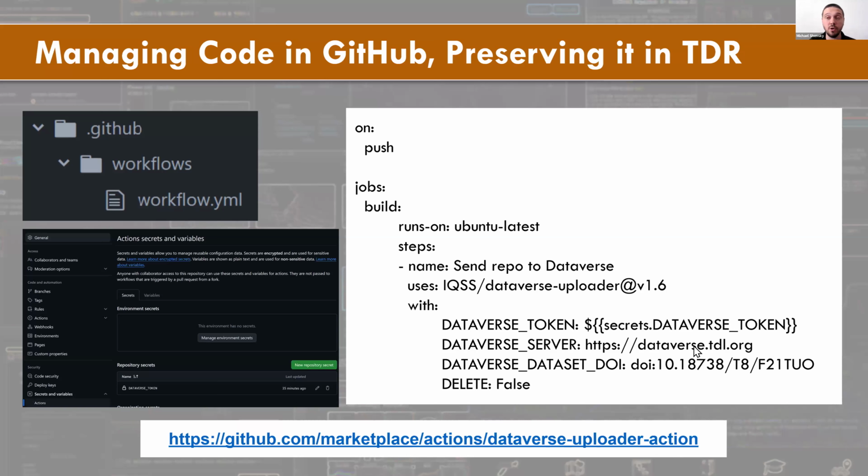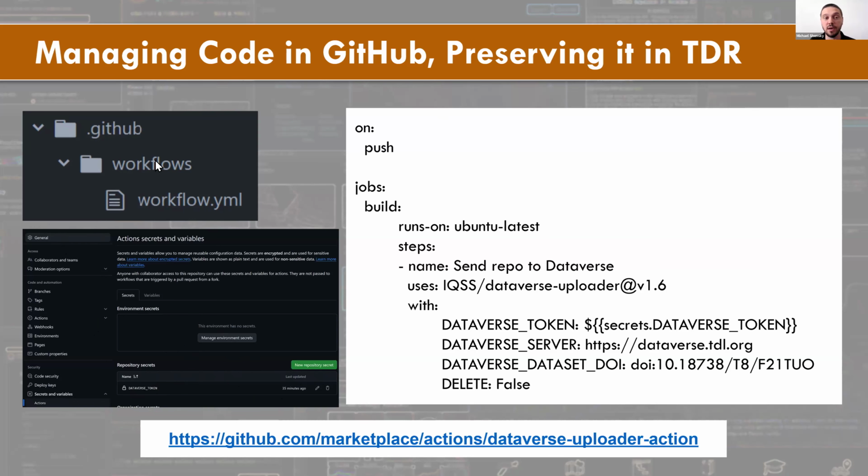You want to take that token, but you don't want to hard code it into the YAML file that defines this process. You want to use the GitHub secret function. You'd log into your account, navigate down to secrets and variables, and create a new repository secret for the repository where your code is managed. You would call it Dataverse token, and you would put in your unique token string there.